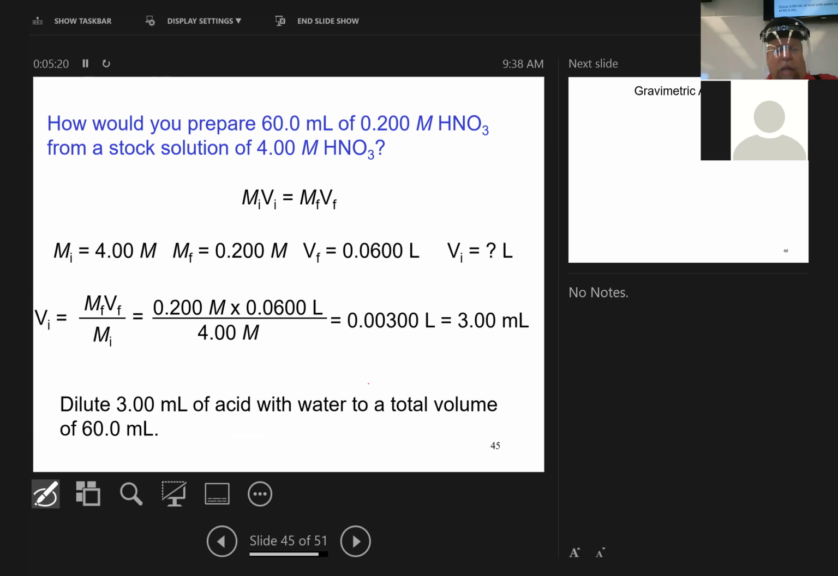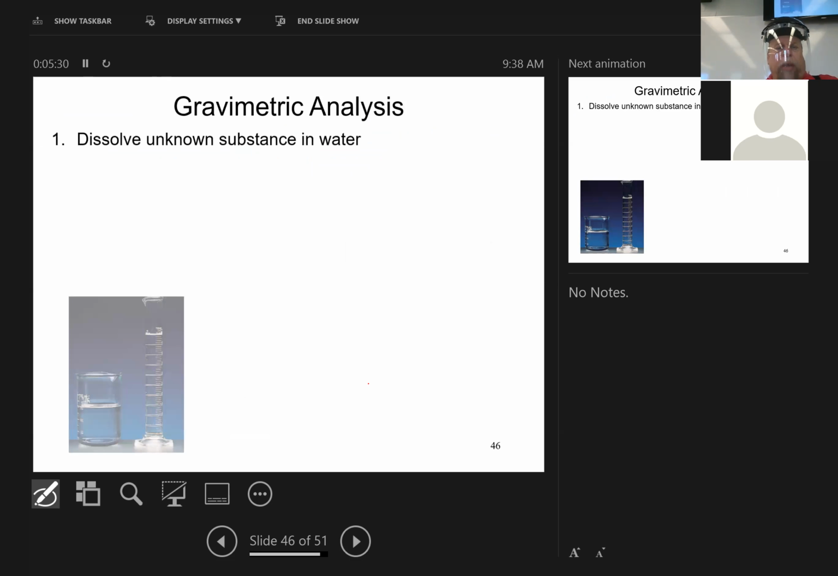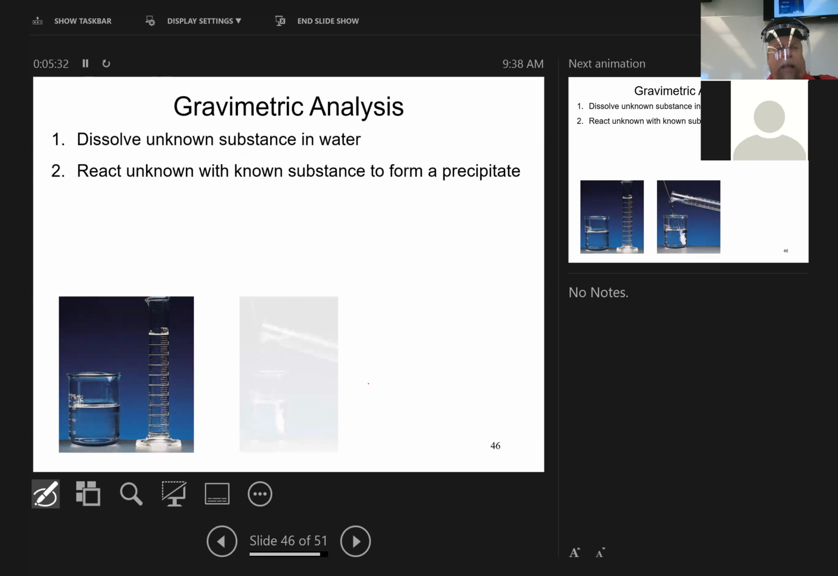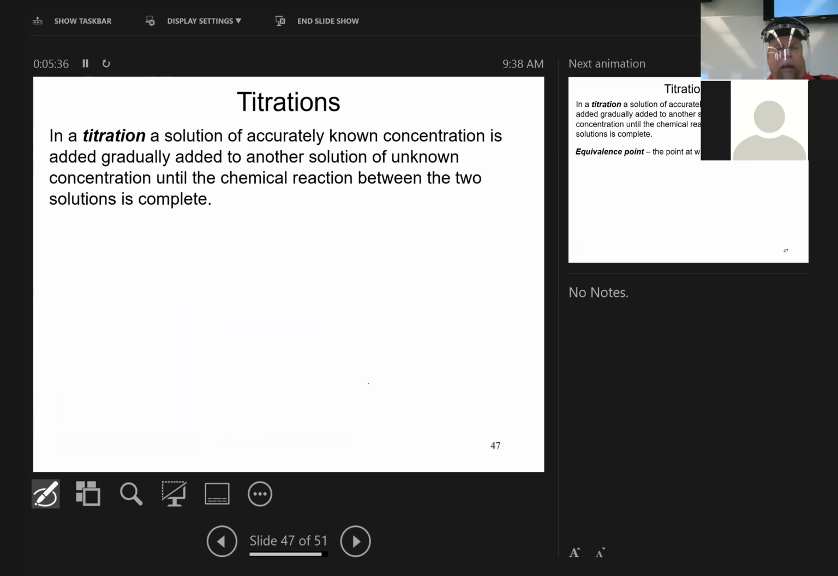I've got to pay attention to the eyes here a little. Okay, now dilute 3 milliliters of acid to make a total volume of 60 milliliters with water, and basically that. Gravimetric analysis is another part of this, to find out how much precipitate you have.